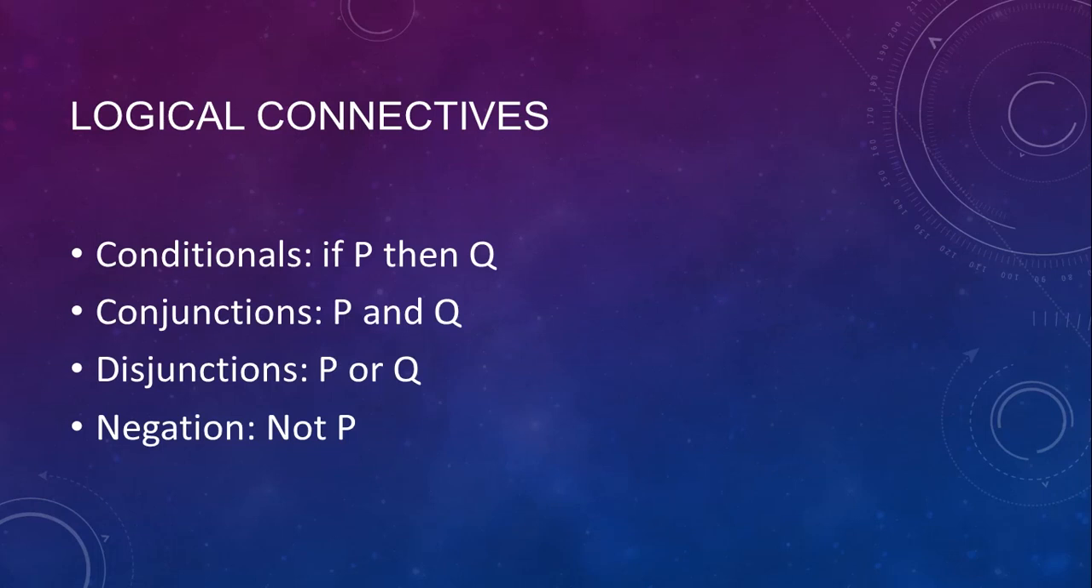Conditionals we've seen already, if P then Q. Conjunctions, P and Q. Disjunctions, P or Q. A negation is also called a logical connective, even though it doesn't connect anything. This is just how logicians speak. They say it's a unary logical connective, which is a really bizarre phrase, but nonetheless, it's a thing that you can do to a sentence.